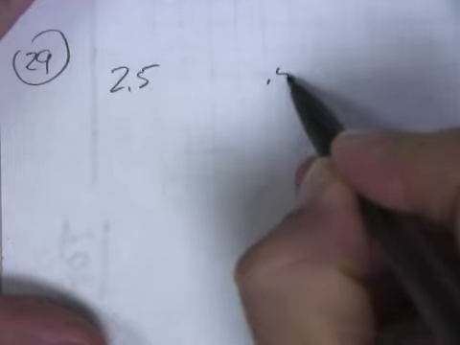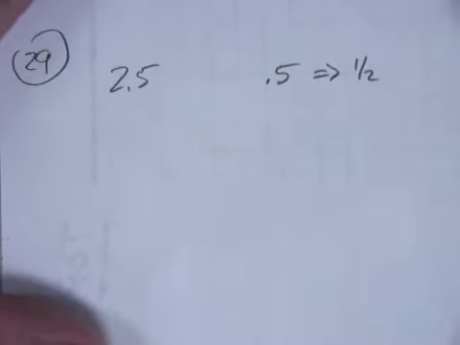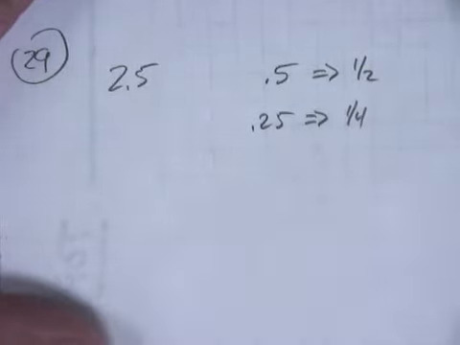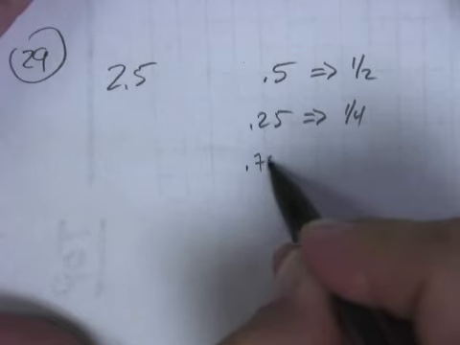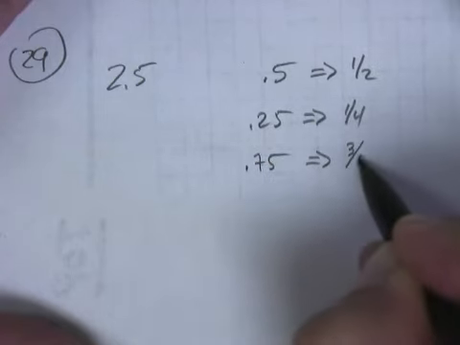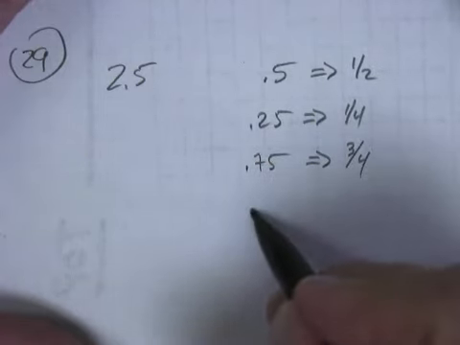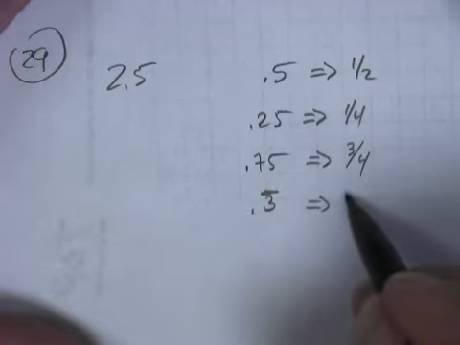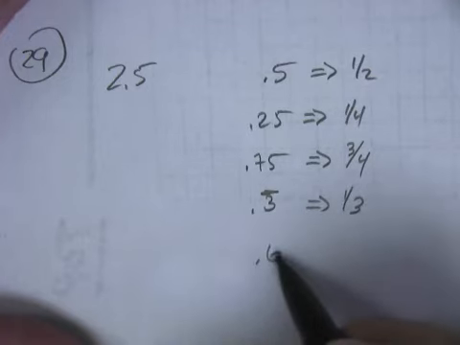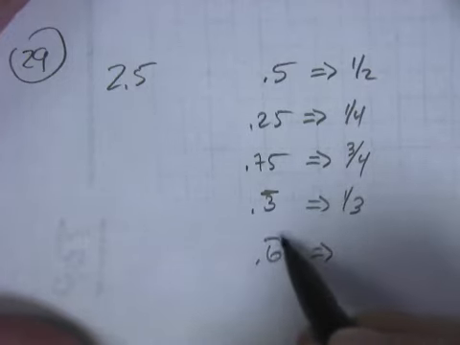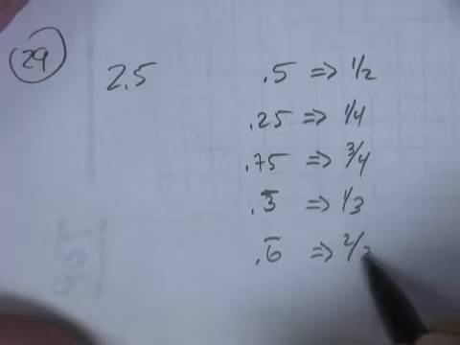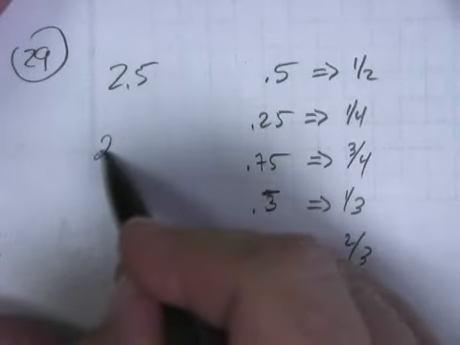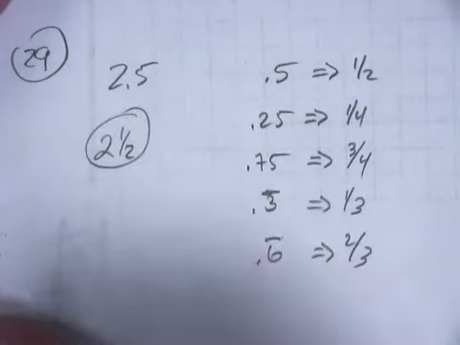Anytime you see 0.5, that means 1/2. Anytime you see 0.25, that's 1/4. Anytime you see 0.75, that's 3/4. 2 more. Anytime you see 0.3 repeating, so 3, 3, 3, 3, 3, the bar above it means it repeats. That's 1/3. And anytime you see 0.6 repeating, 6, 6, 6, 6, 6, the bar on top means it's repeating. That's 2/3. So if you see 2.5, well, 0.5 means 1/2. So you just put the half with it. So that would be 2 and 1/2.